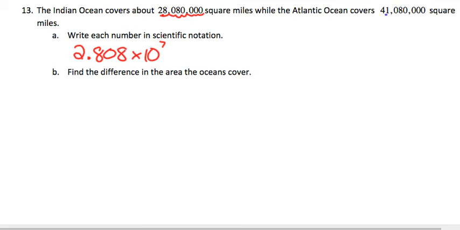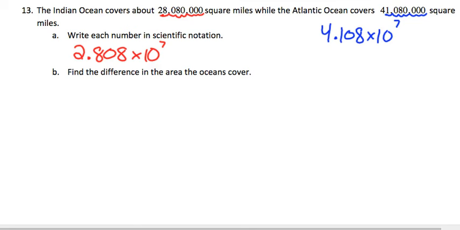For this one, look at my first significant digit. Oh, still have 7 on the brain. So 4.108 times 10 to the 1, 2, 3, 4, 5, 6, 7. So there I wrote them in scientific notation. Okay? So now that I have them written out, well, now it wants to know the difference between them.